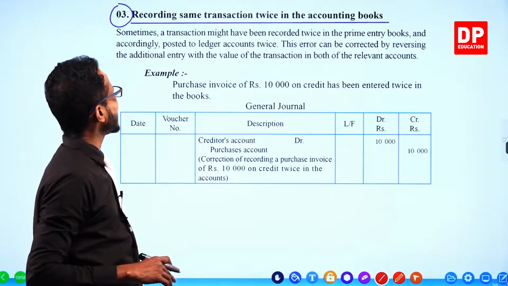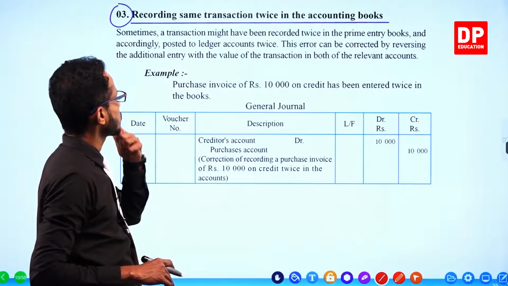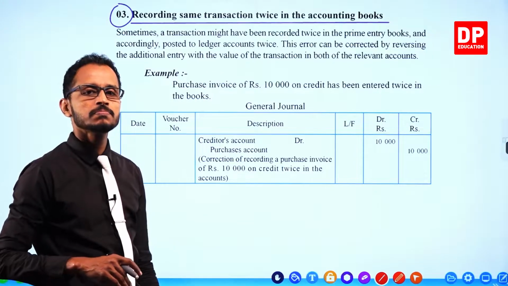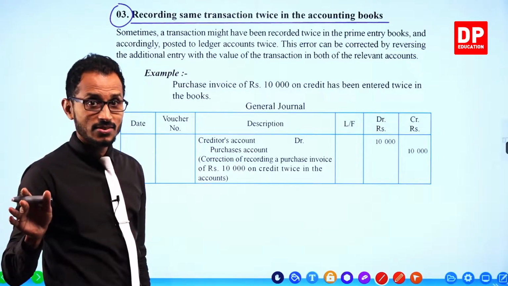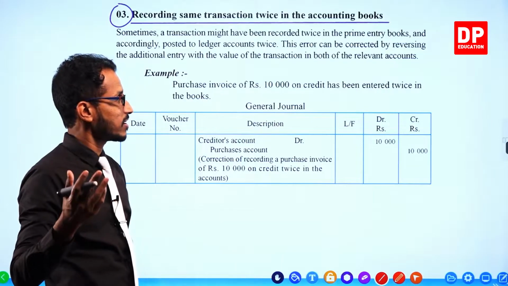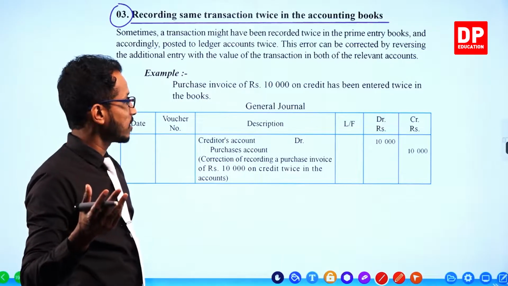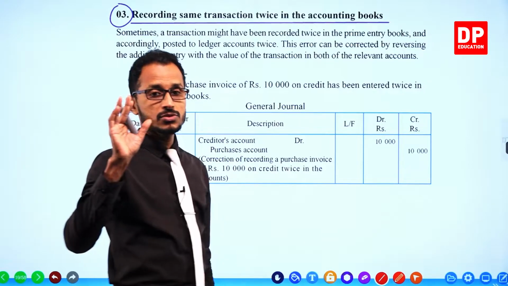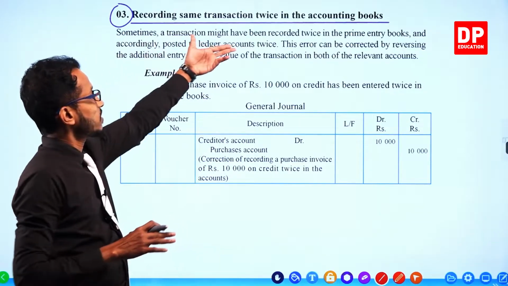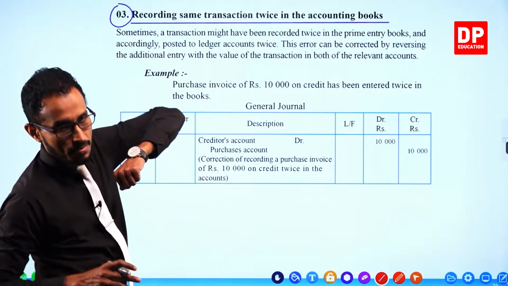So these types of errors should be corrected immediately, wherever, when and where doesn't matter. As soon as we find these types of errors, we should correct them immediately, okay?